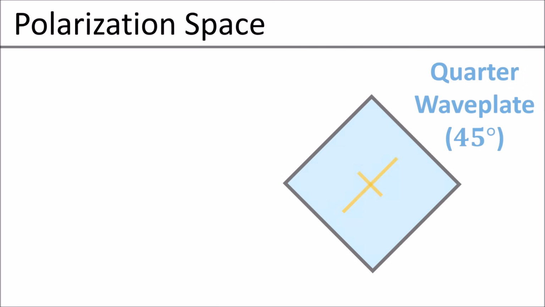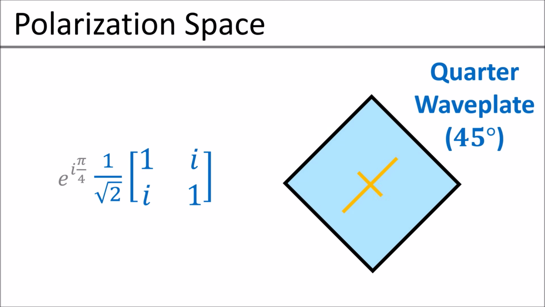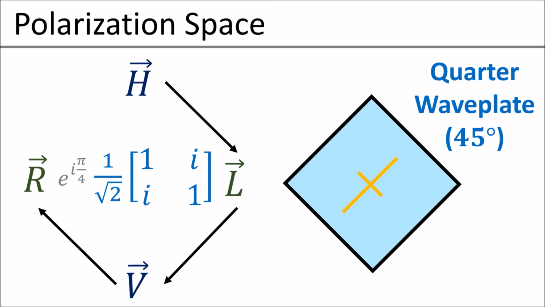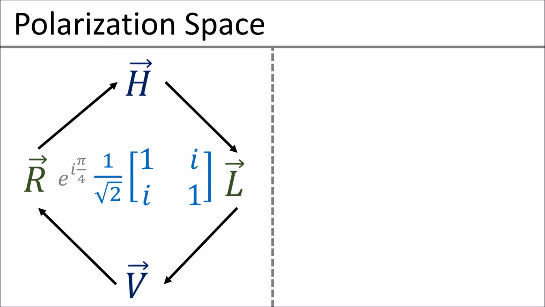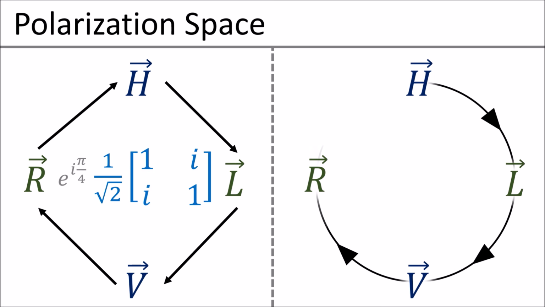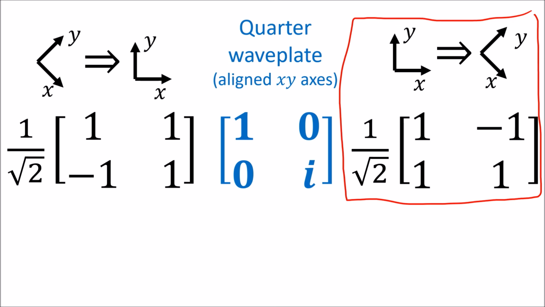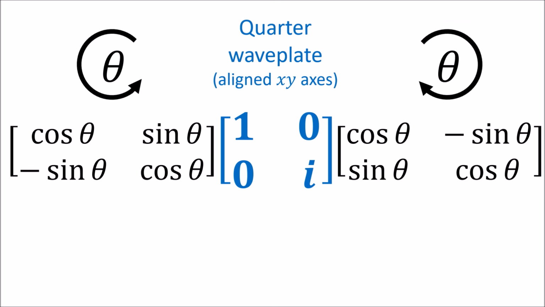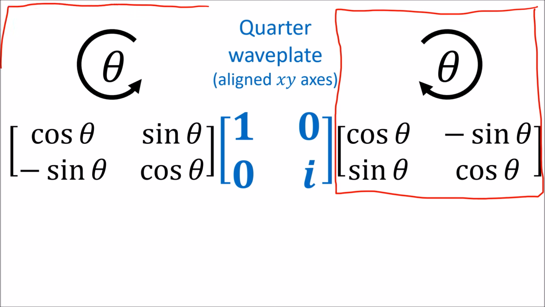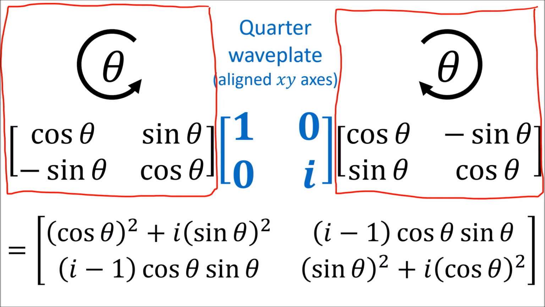So this waveplate rotated by 45 degrees, represented by this matrix, takes us in a circle around the polarizations H, L, V, and R. And again, we can actually rotate continuously along this circle to get all sorts of polarizations in between. We just need to take our rotation matrices from before and set them to an arbitrary angle theta, instead of using 45 degrees. This corresponds to rotating our waveplate by an arbitrary angle.